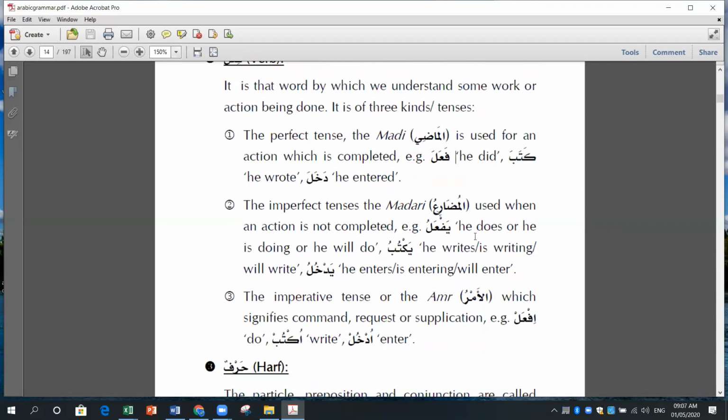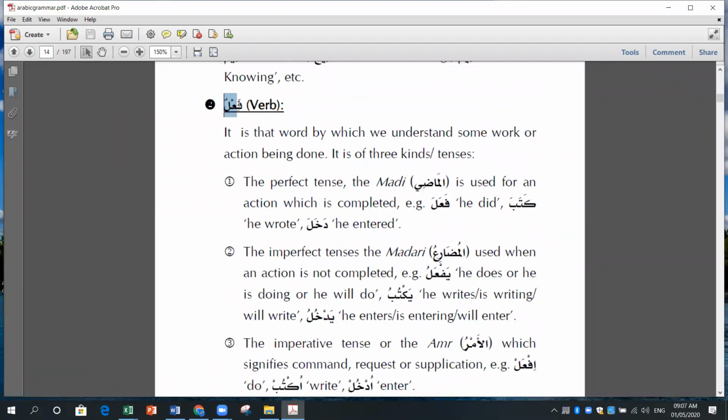So each Arabic word will have a pattern. Fa'ala can be fa'ala, fa'ila or fa'ula, it can be used three ways. We will be using this word as a sample because it is written fi'lun here. Fa'ala always comes as fa'ala, but I was giving you examples using this word because this is our main word. Whenever I explain something, I'll take this word.